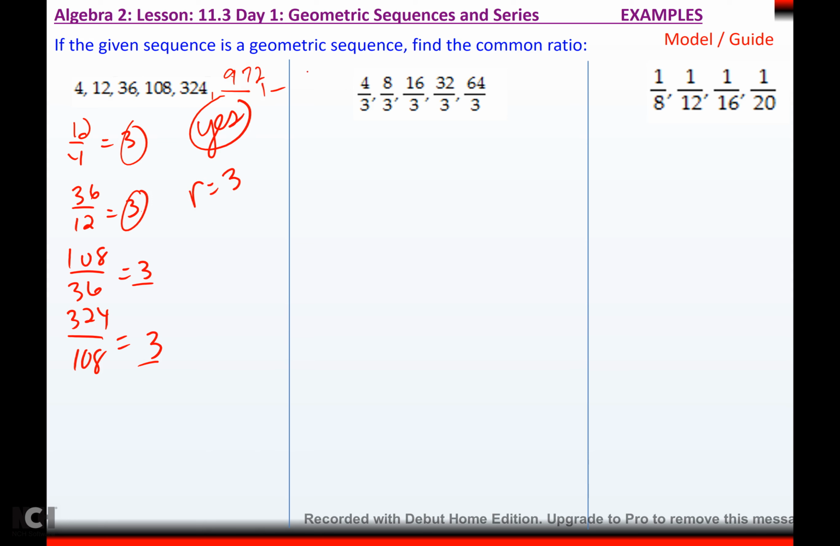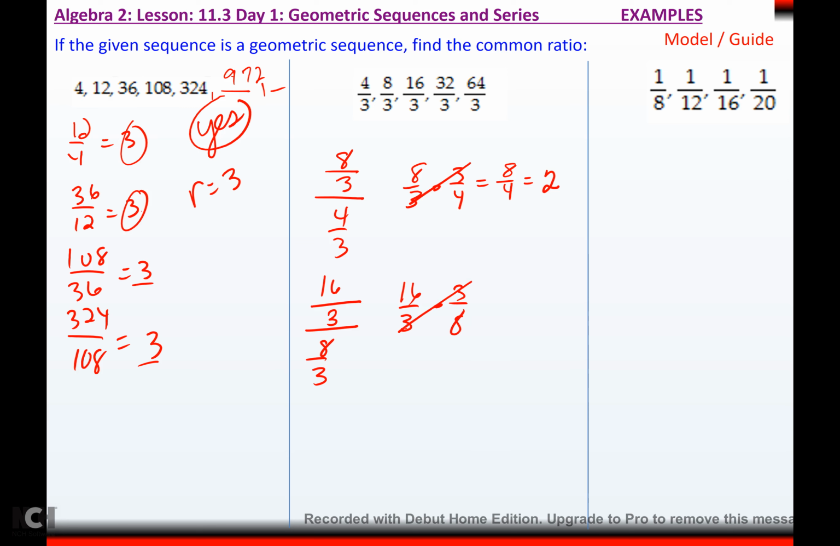This one, don't freak out on fractions. If I take 8/3 and divide it by 4/3, keep, change, flip, the 3's cancel. That's 8/4, which is 2. Try again: 16/3 divided by 8/3, keep, change, flip, I get 16/8, which is 2. And if you notice, that's what they're doing. The denominator never changes, but the top is changing by 2. 4 times 2 is 8, 8 times 2 is 16, 16 times 2 is 32, but the denominator stays the same.